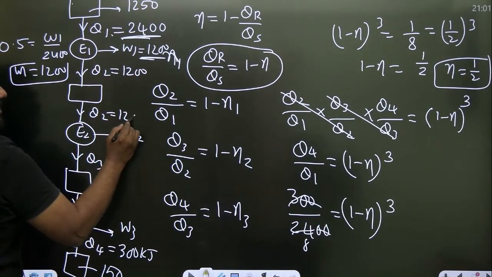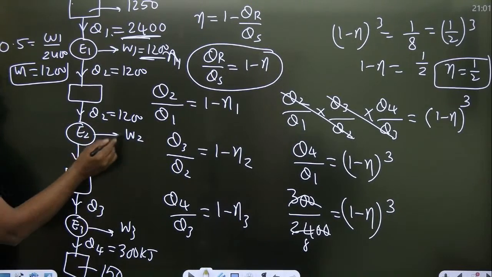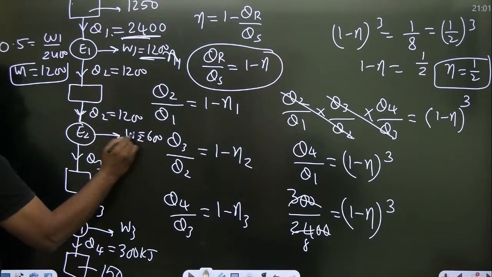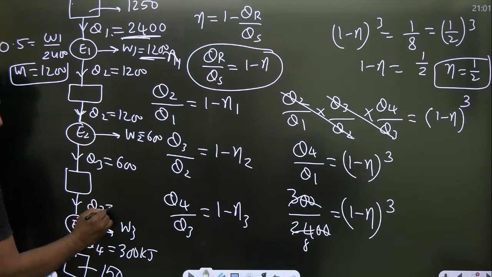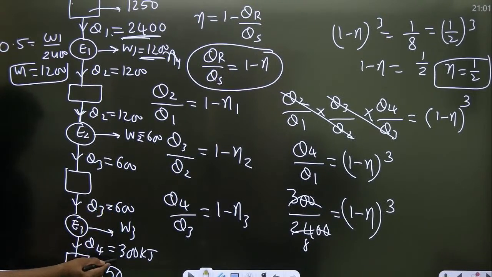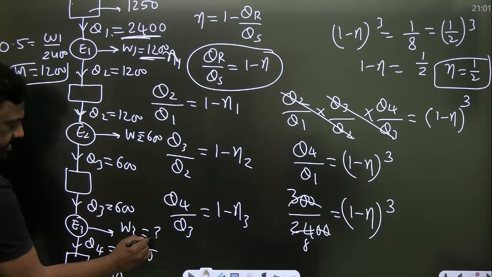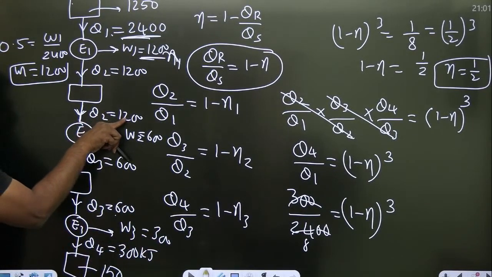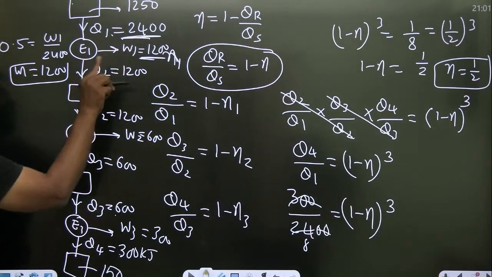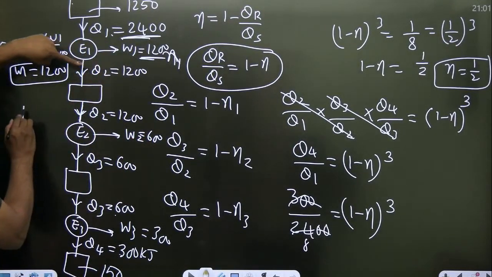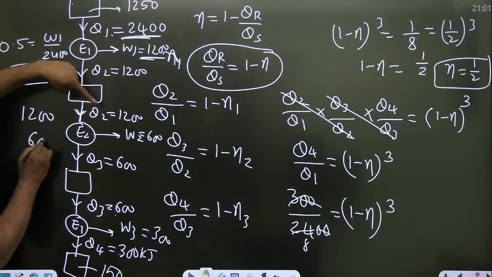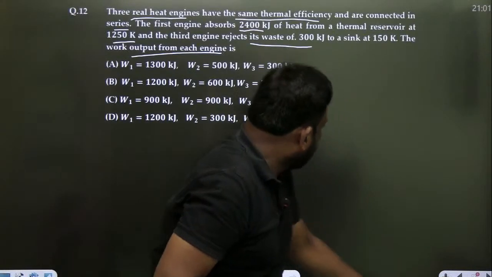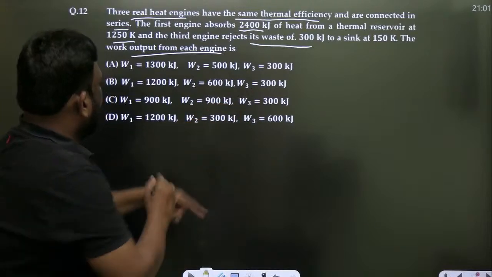If this is 1200 and its efficiency is 50%, input is 1200, then how much output should come? 600. If 600 is the output, rejection will be 600. So if this is 600, how much will this be? 300. So 600 minus 300 is 300. If the input is 600, work is 300, half, because efficiency is half. If the input is 1200, output is 600. Work of 1 is 1200, work of 2 is 600, and work of 3 is 300. 1200, 600, 300. What a question, sir.